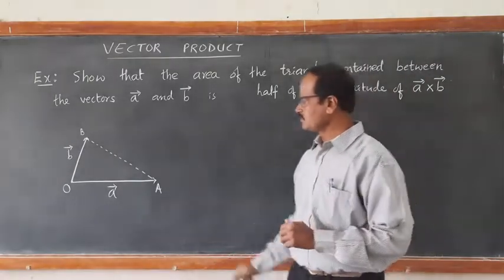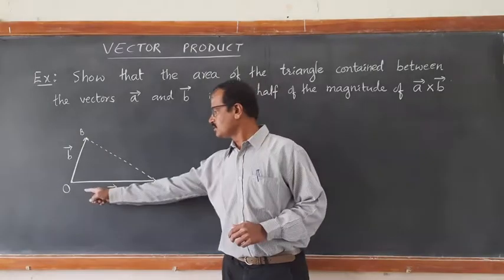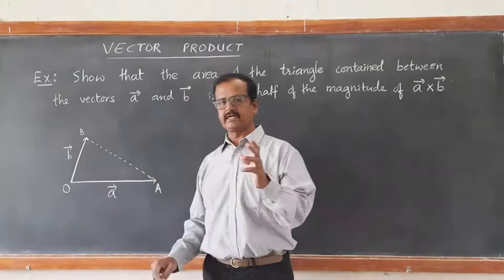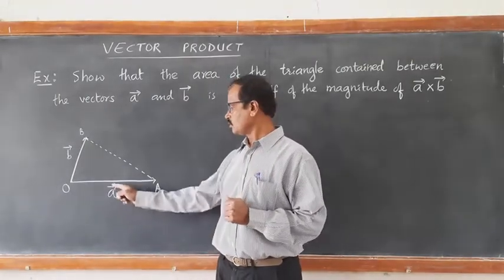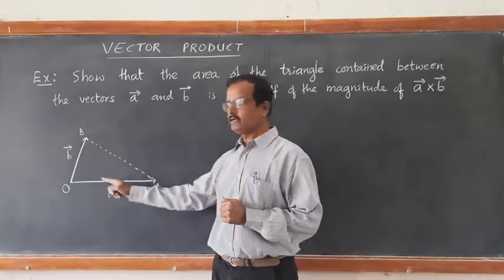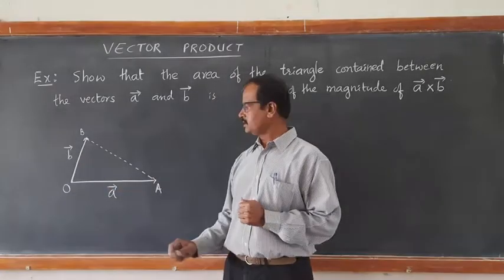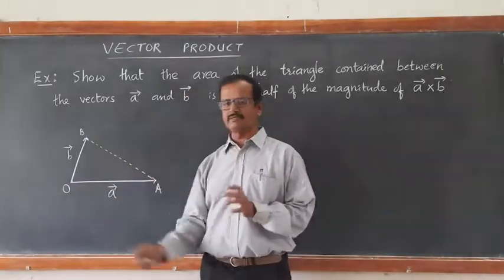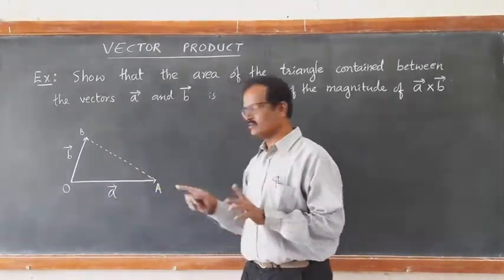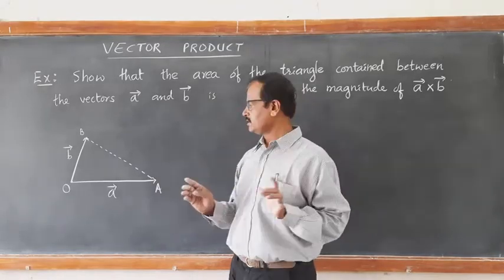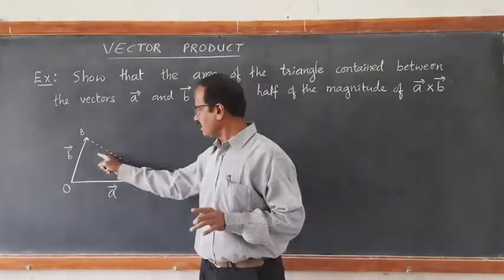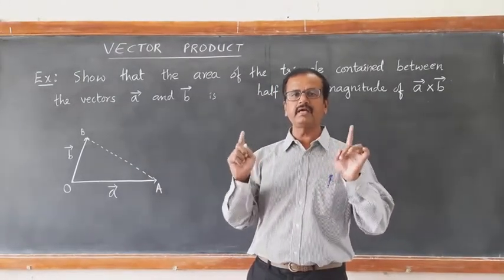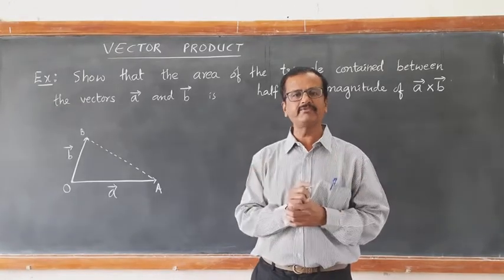Suppose vector A represents OA, and vector B represents the second side OB. If this is a triangle OAB, formed by joining this diagonal, then you have to prove that the area of this triangle OAB is half of the magnitude of A cross B.